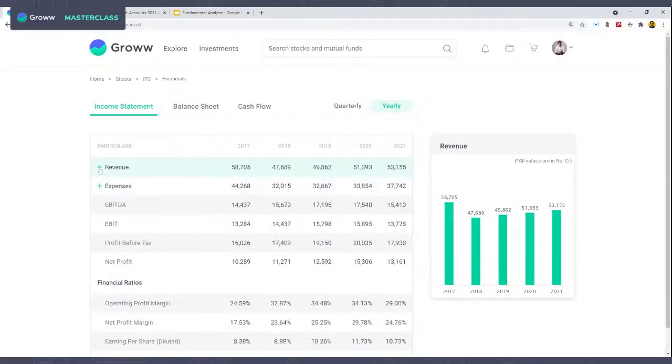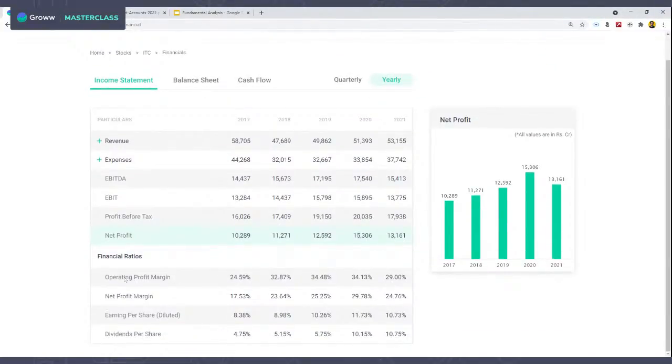Now we saw all this revenue and expenses directly in the annual report itself. All this is good. We came to know how much the operating profit margin is, and we know how much the net profit is. 2021 net profit was 13,000 crores. This much we understood, right? Now look at this. This is what is more important.